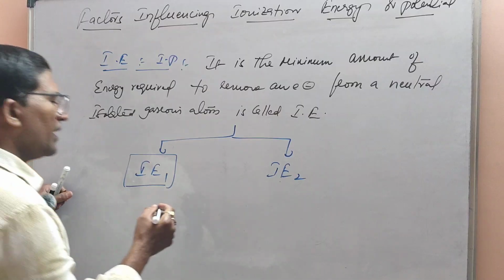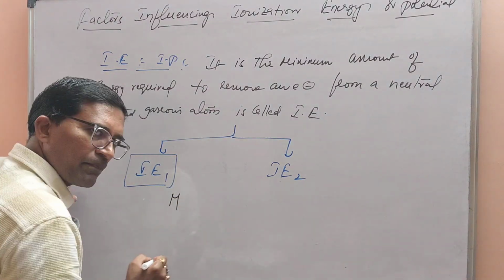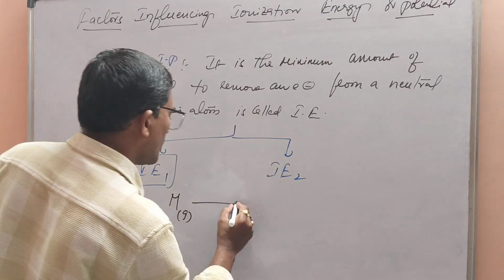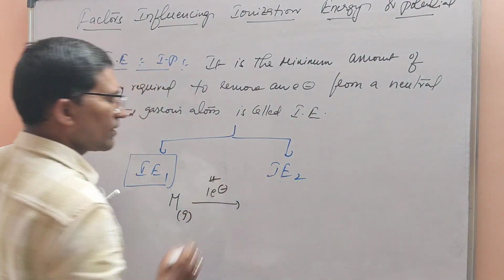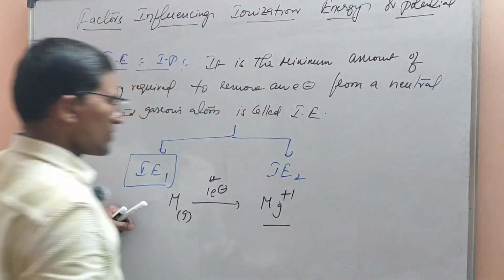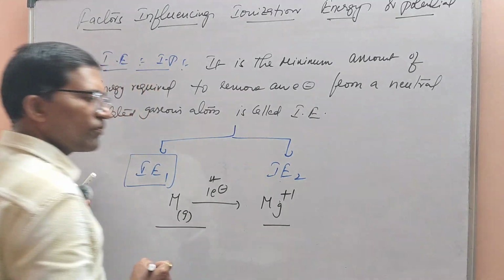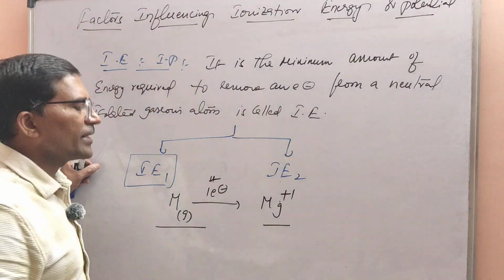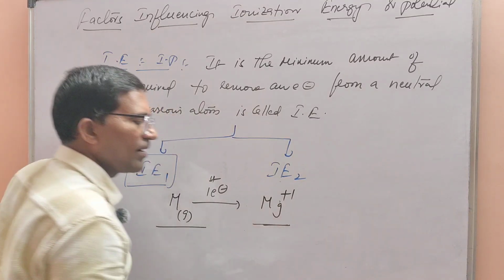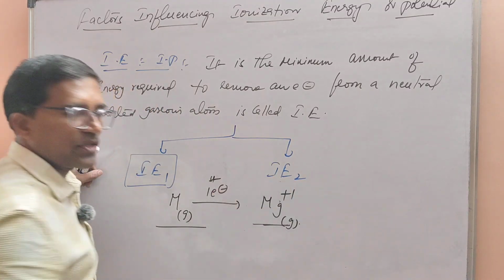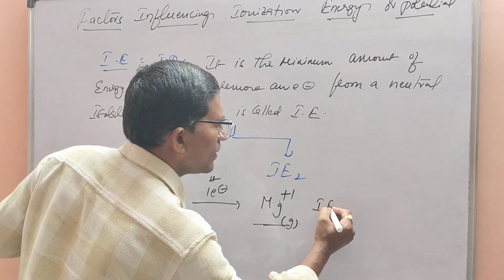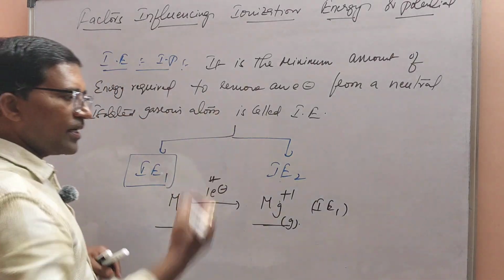For example, consider M, a gaseous atom. I am going to remove the first electron, and it converts into a gaseous ion. So it is the minimum amount of energy required to remove the first electron from a neutral isolated gaseous atom to convert it into a gaseous ion, and it is called the first ionization energy, IE1. Sir, what is IE2?